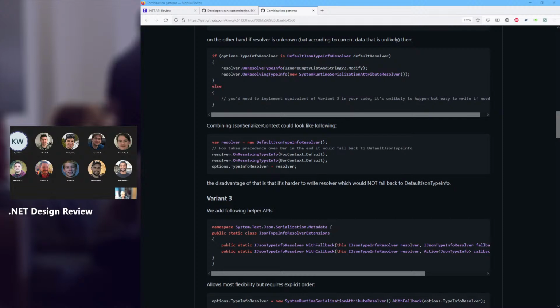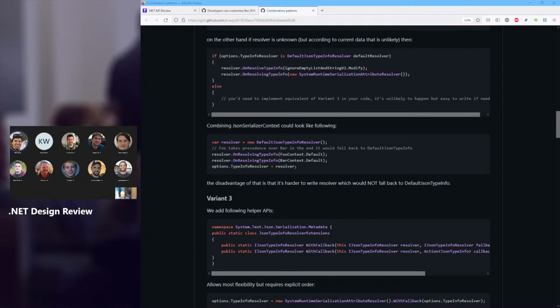So having all that said, and hearing your opinion, the new recommendation, which is different from what I wrote at the bottom, is variant three and seal the default JSON type info resolver. So I guess, Eric, you were very strong about unsealing the JSON type info resolver, the default one. Yeah, my 2 cents are that I think we should leave it unsealed.